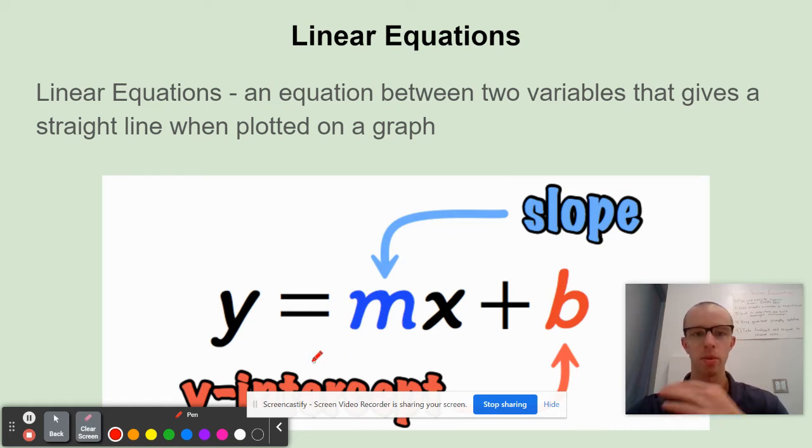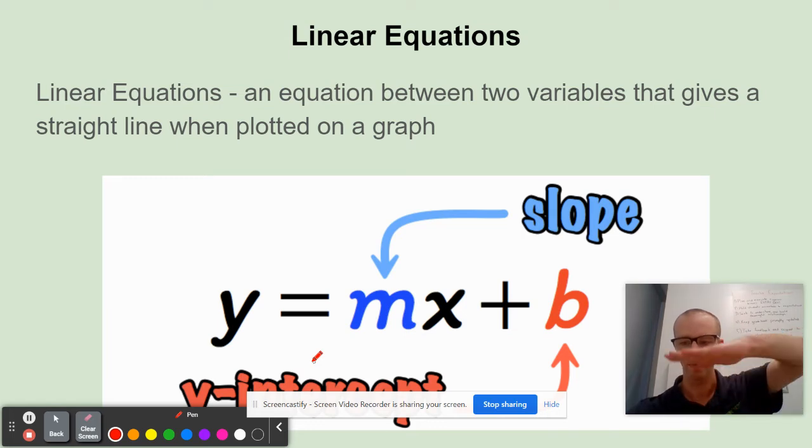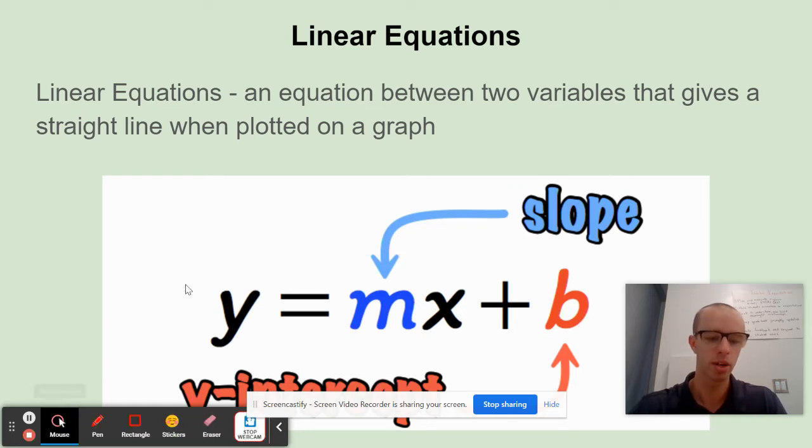Y equals mx plus b. We're working with linear equations. Linear equations are in straight lines on a graph. When we graph them, they're in a straight line. The most common equation we use to graph straight lines is slope-intercept form, y equals mx plus b. And so that's what we'll be working with today.